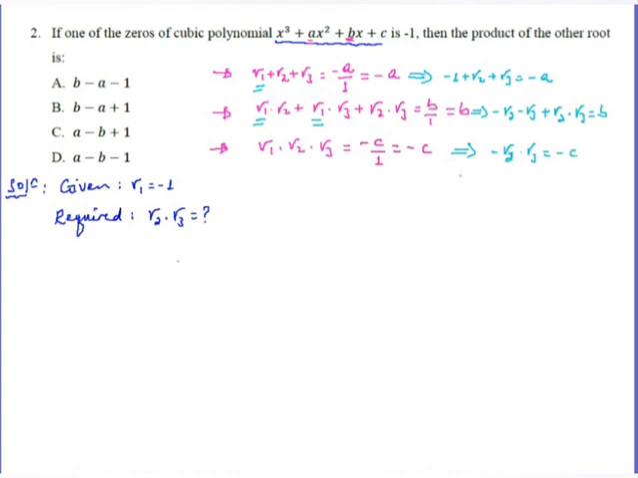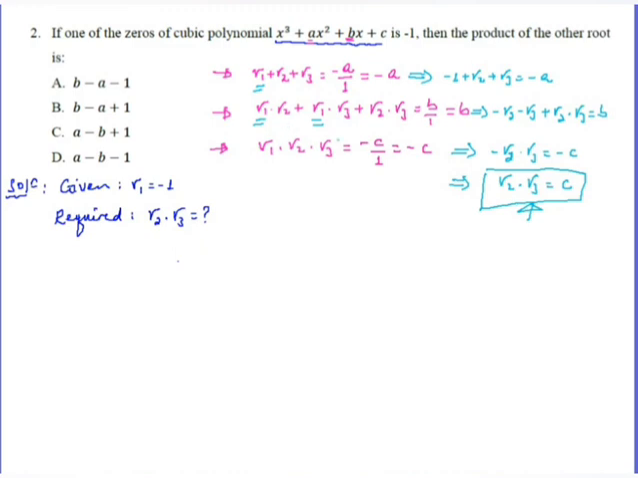Okay, so from here r2 times r3 ምን ይሆናል ማለት ነው? positive c ይሆናል ማለት ነው. This is the product of the two roots, the two other roots. ግን r2 times r3 in terms of c ስላልተቀመጠ we will try to find this c. ይሄንን c ምን እንደሆነ እንፈልገዋለን.